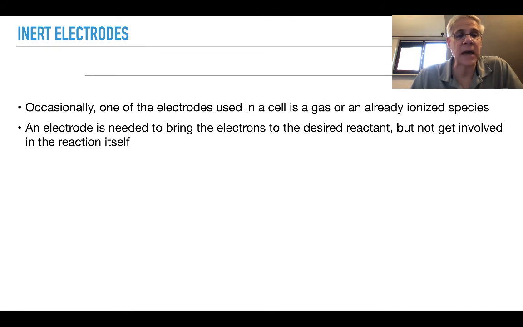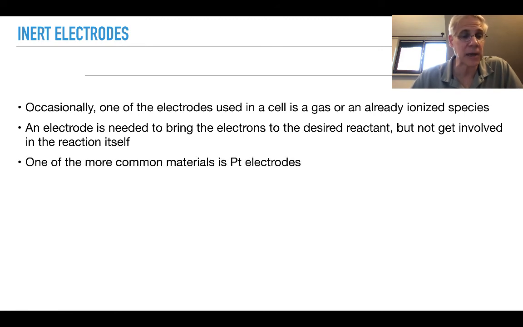So when you have a gas species that is either your reactant or a product, we need an electrode that can either take the electrons or bring the electrons to the desired reactant or from the desired product, but we don't want that electrode to get involved in the reaction itself, because that would change the chemistry of the reaction that you're looking at. So one of the more common materials is platinum. Platinum is one type of inert electrode. Inert means it doesn't react.